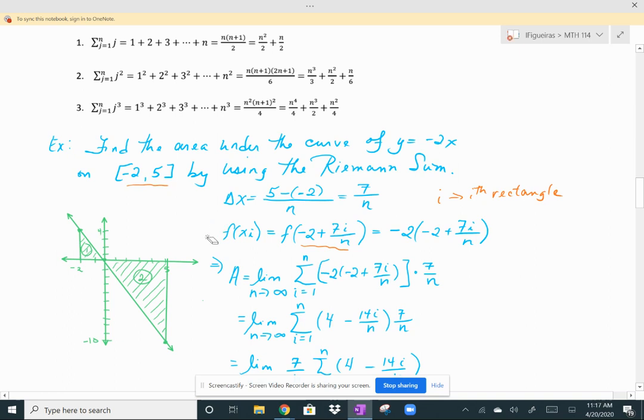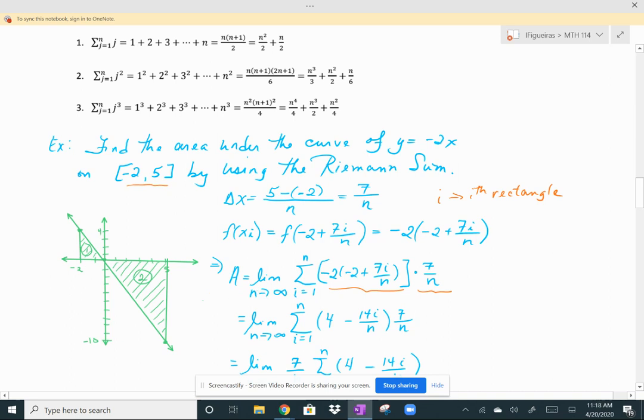Okay, when you plug that into your function, remember your function is negative 2x, and so your x goes right in here. So that's why it's negative 2 times negative 2 plus 7i over n. All right, so now remember what the Riemann sum says. It says that your area is the limit as n approaches infinity, remember, n is the number of rectangles, so that means there's infinitely many of them, of the sum as i goes from 1 to n of your f of x sub i, which is this, times your delta x, which is this. Now the rest of it is just algebra.